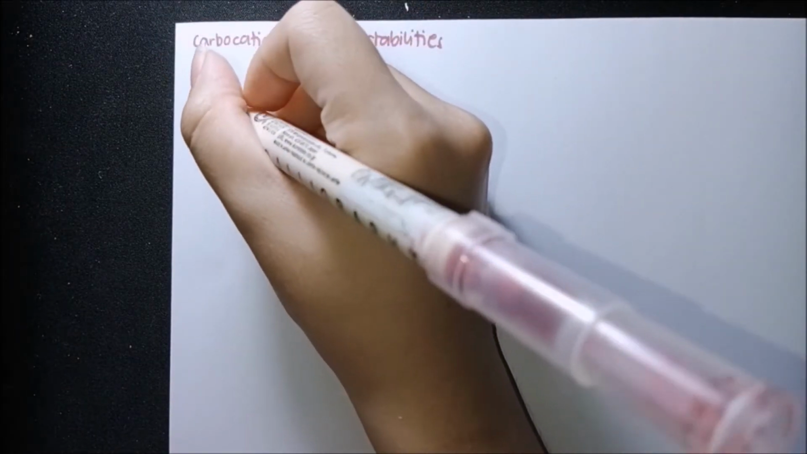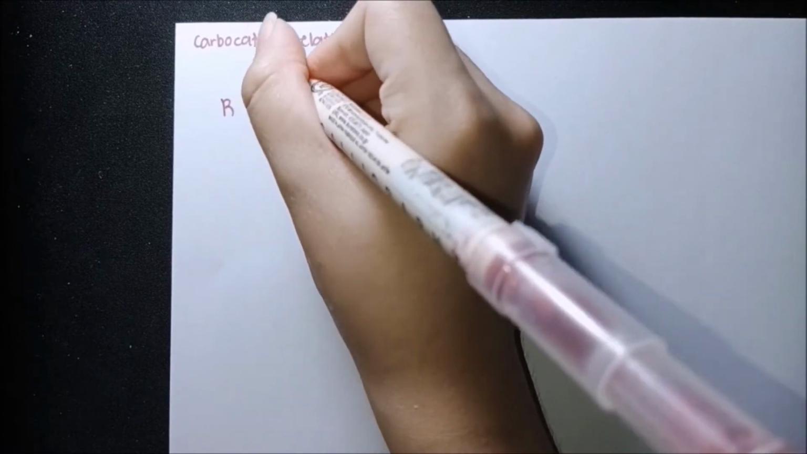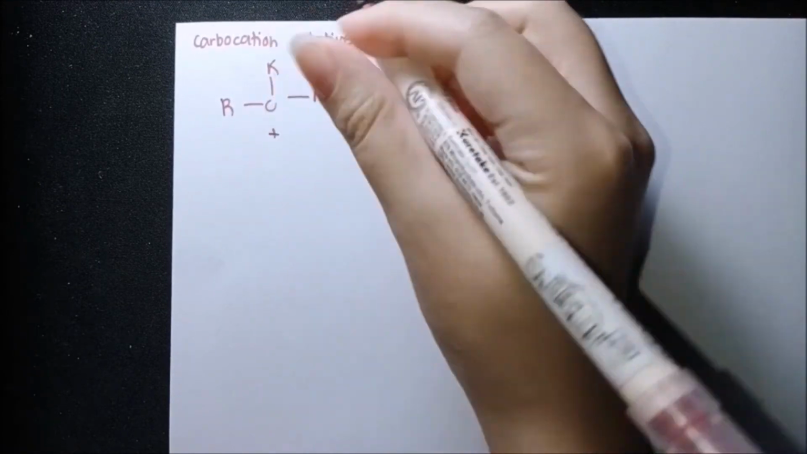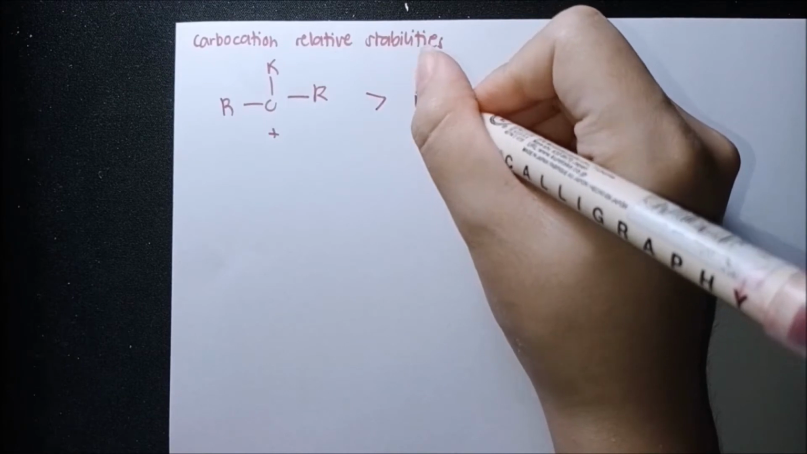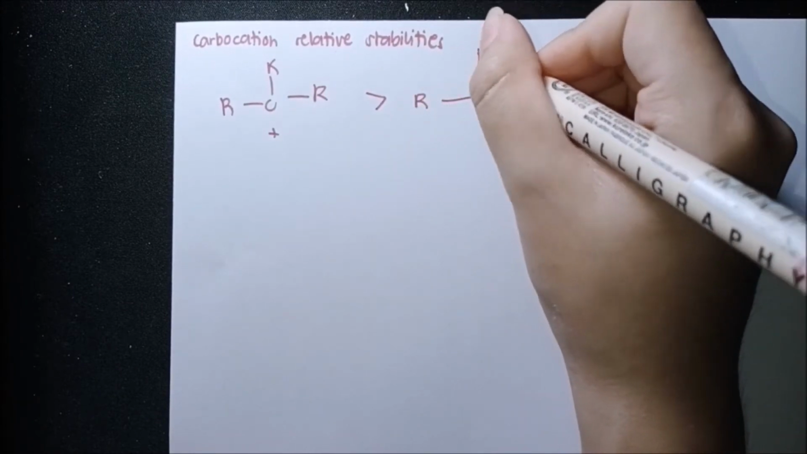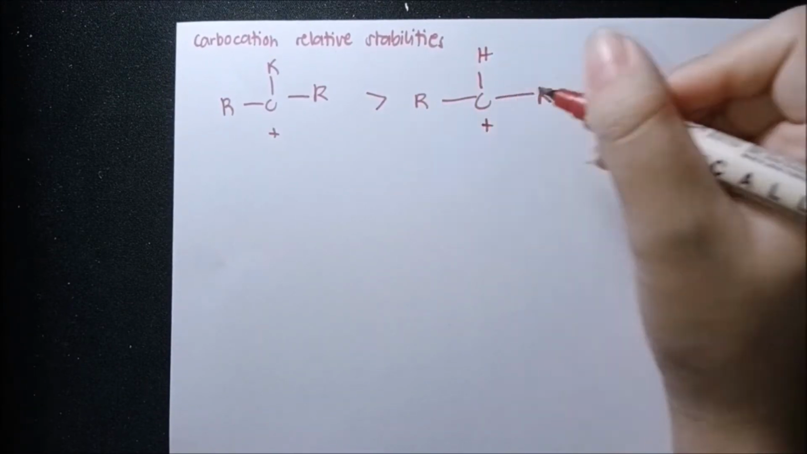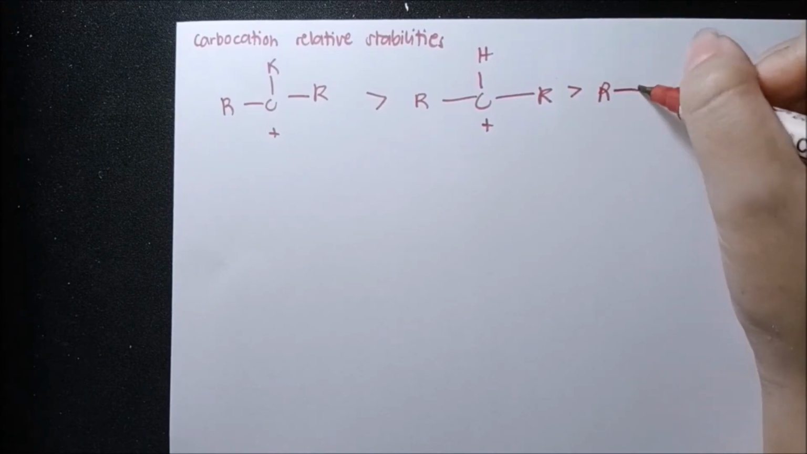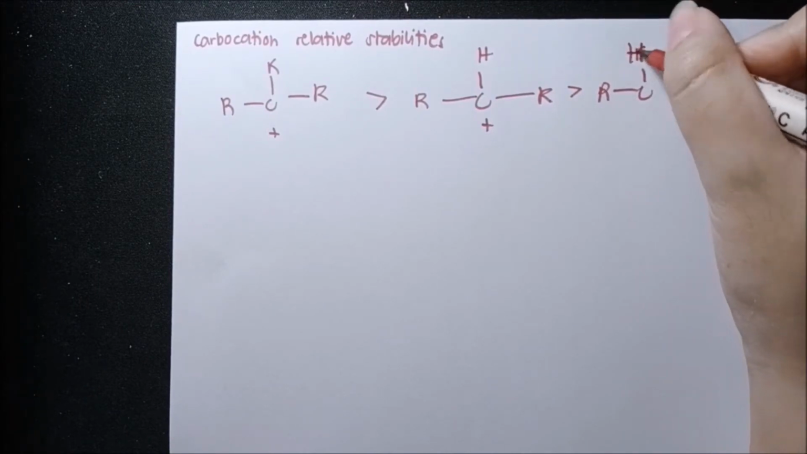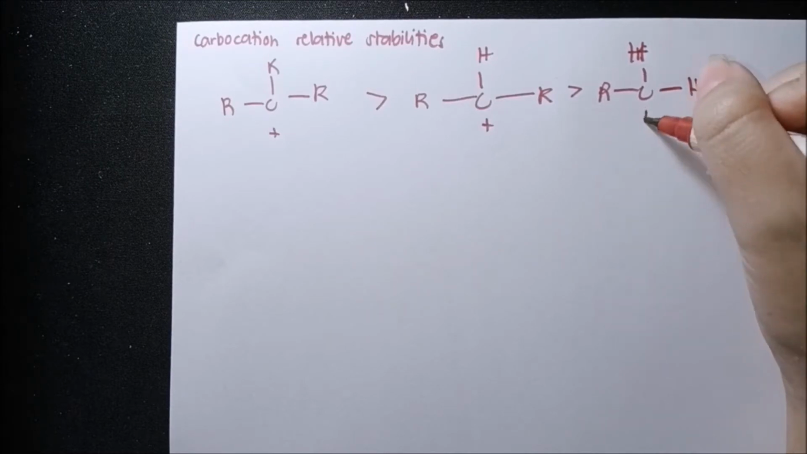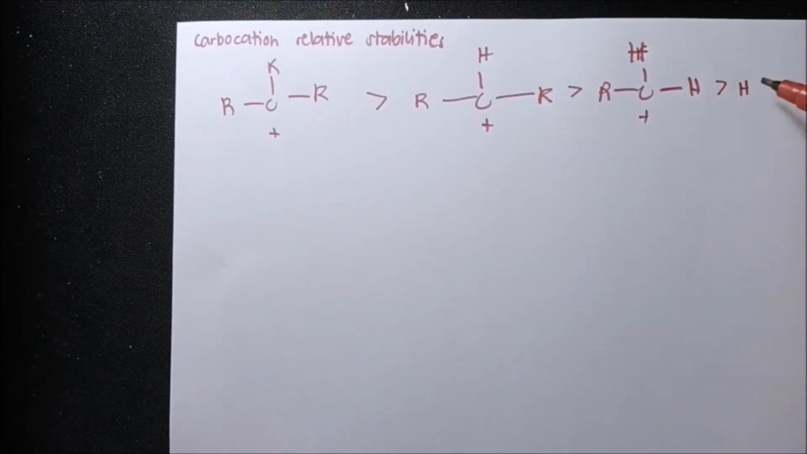Now, as mentioned above, different types of carbocations have relative stabilities, and it follows this sequence. The most stable is the tertiary carbocation. Less stable than that is the secondary carbocation. Less stable than that is the primary carbocation. And the least stable is the methyl carbocation.